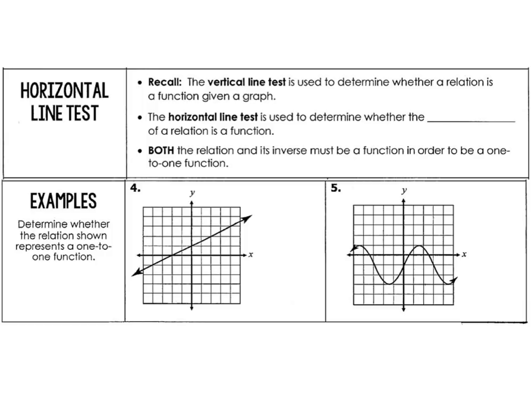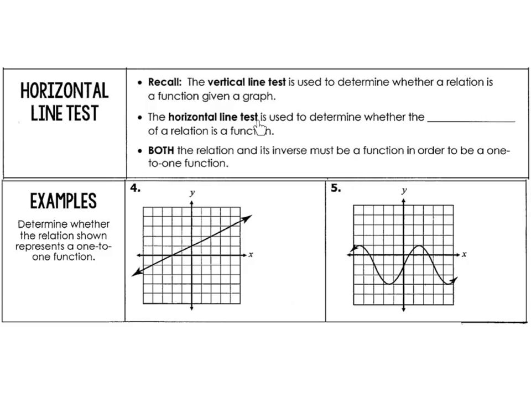Another thing we're going to be learning about is the horizontal line test. I want you to recall that the vertical line test is used to determine whether a relation is a function given the graph of that relation. We learned about the vertical line test earlier in the year. That's how we can tell if it is a function.